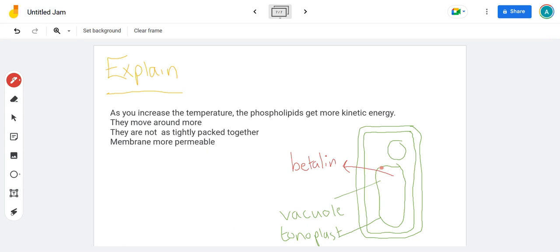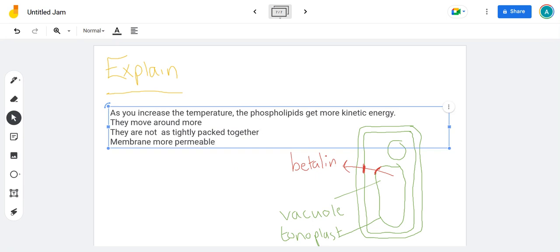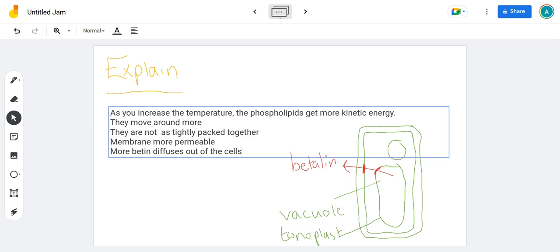Okay, and the hotter it got, the more permeable the membrane on the vacuoles became, the more permeable the cell membrane became. Yeah, and so the betalain has been able to leak out. More permeable, so more betalain diffuses out of cells. And therefore the solution becomes a darker red, and that's why you got the higher absorption reading.